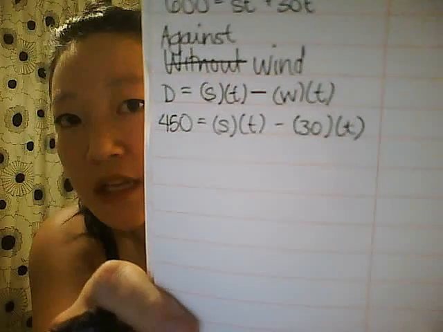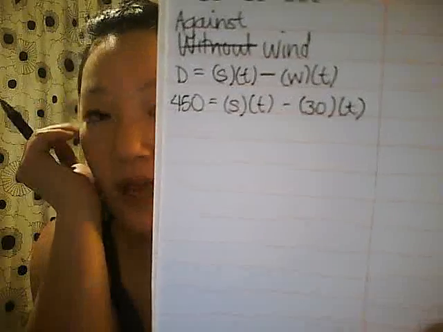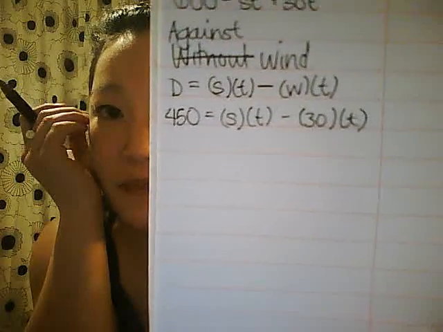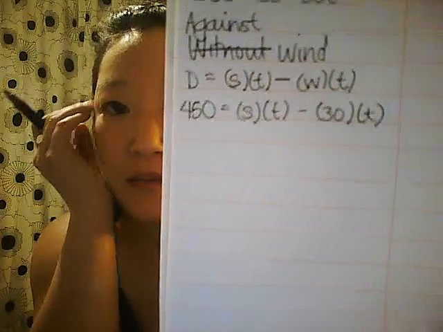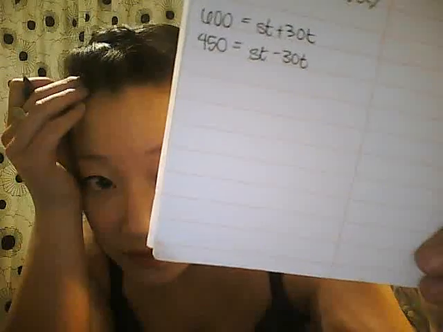So I changed that. It was against the wind, right? So the distance was 450. We were given that. We don't know the speed or the time, but we were given the wind. So if we take our two equations, we have 600 equals st plus 30t, and 450 equals st minus 30t. Now you have two equations and two unknowns, so you can solve this.